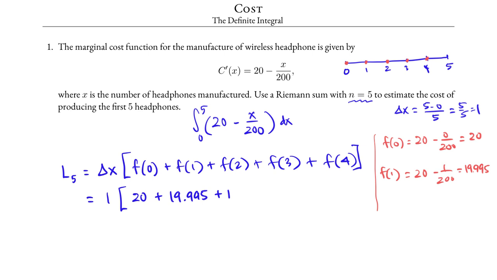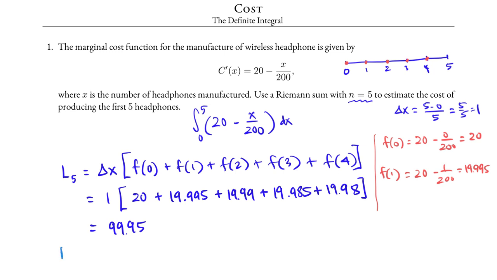We keep evaluating f of 2, f of 3, and f of 4, and we will get f of 2 is 19.99, f of 3 is 19.985, and f of 4 is 19.98. Add all of these up, we will get 99.95. This will be the cost to produce the first 5 headphones using the left endpoint.